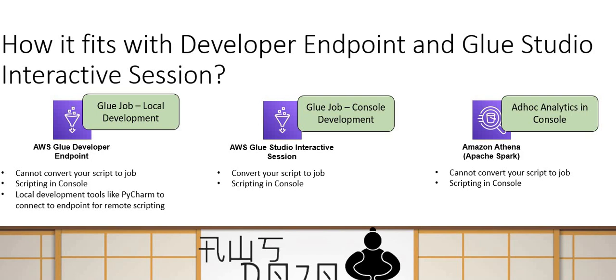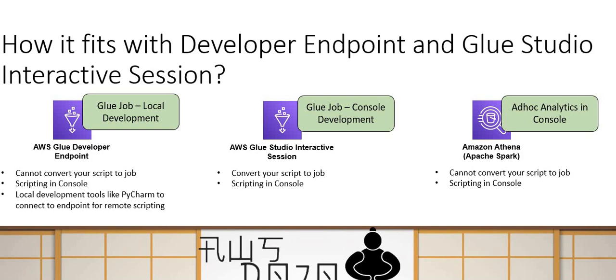So dev endpoint, Glue job development, or even scripting, but from the remote. Studio for Glue job scripting and creating the Glue job, but in console. And Athena when you don't want to create a Glue job, but basically you want to perform some kind of ad hoc, on-demand analytics or query on the data. So again, this is my personal opinion. This is not how AWS positions it. I don't know in fact how AWS positions it, but based on my experience with the three services, this is how I see, in my personal opinion, these three services fit together.